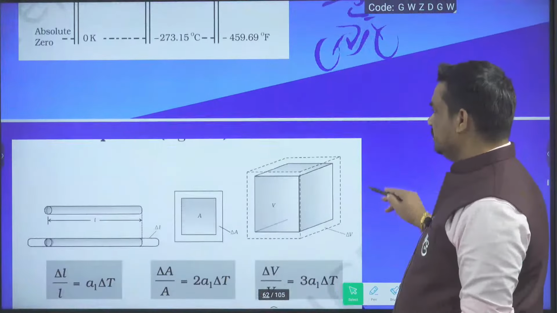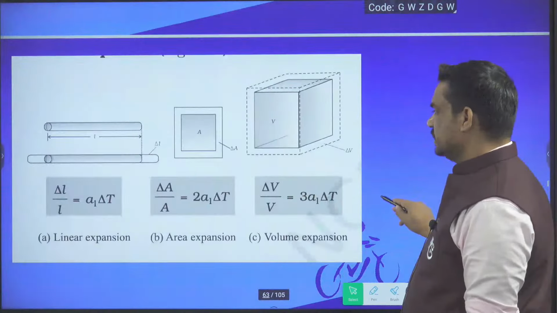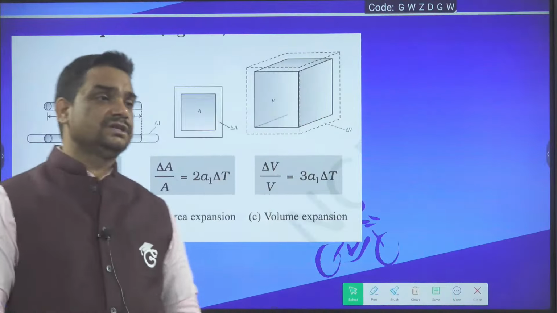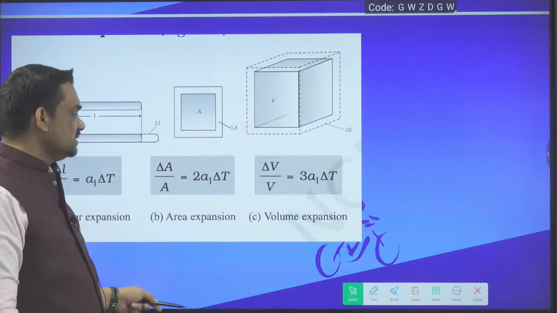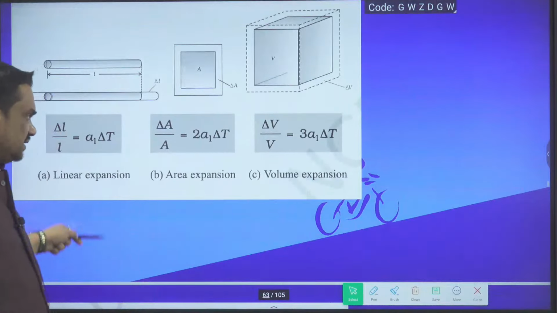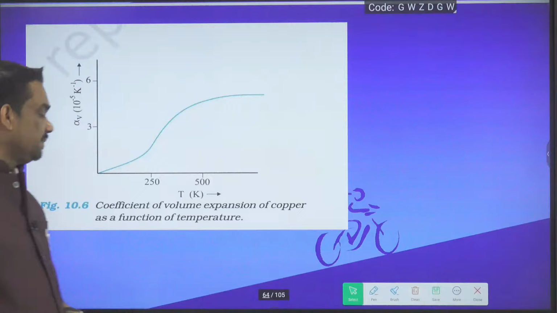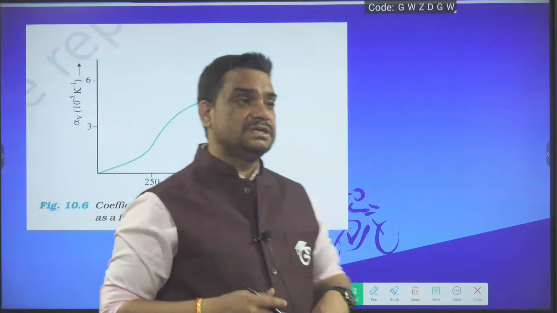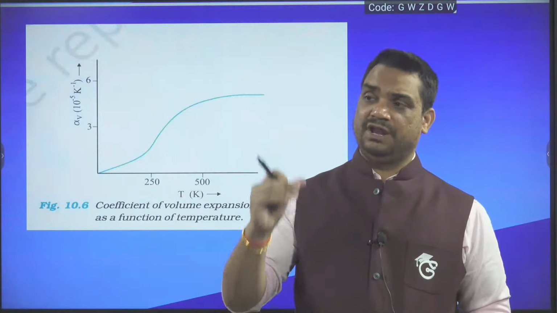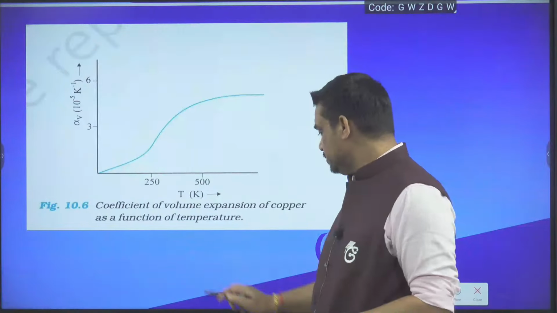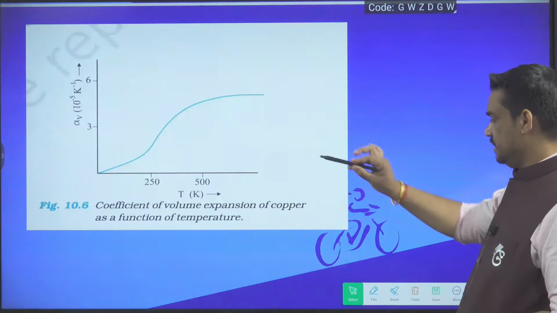Now, I will not say much about your scales. Then a change in the length, change in the area, change in the volume. Everyone knows here alpha delta theta, here 2 alpha delta theta, here 3 alpha delta theta. This is the one graph you need to remember: the volume expansion coefficient of copper. Whenever any fixed graph is given, we need to remember it. So the volume expansion of the copper is this. Fixed graph is this.